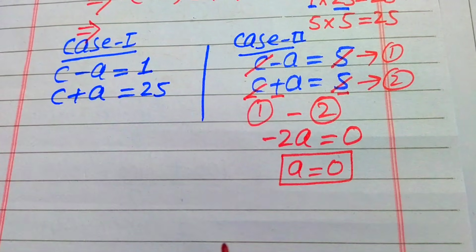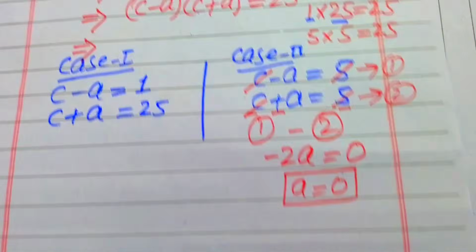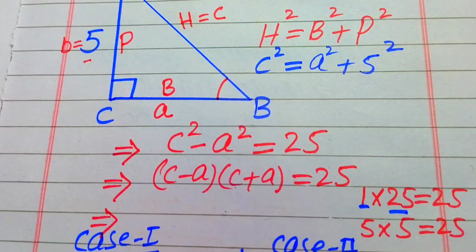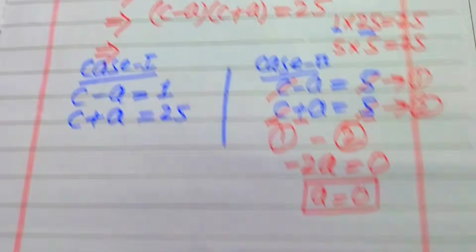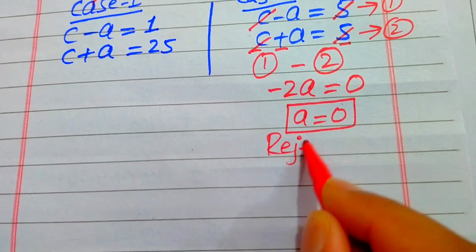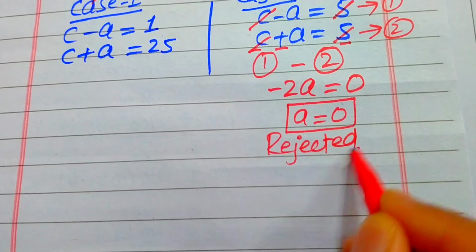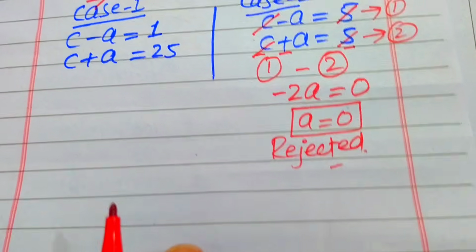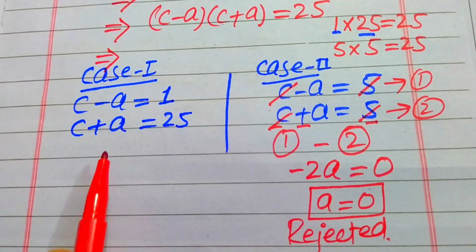So you see that we get a equals 0, but our a is the base of the given right triangle. You know that any side length of a triangle cannot be 0 or negative, so this is 0, so we reject this case. And here we cannot get the solution of this problem, so we just solve this question for the first case.